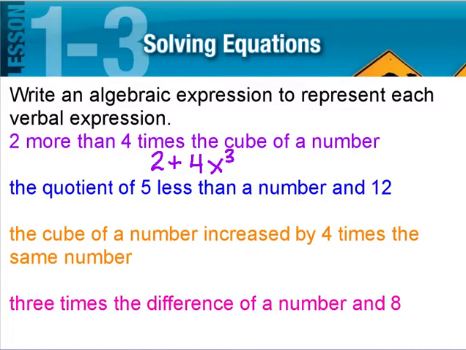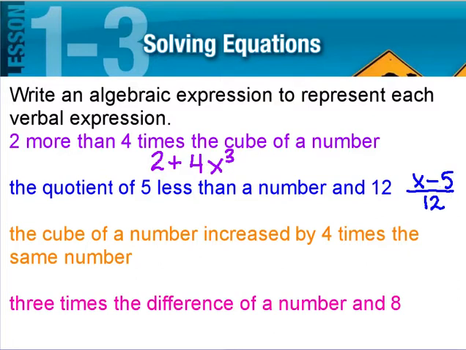All right, the quotient. What does quotient mean you do? Divide. So I've got a fraction here, right? 5 less than a number and 12. So what would 5 less than a number be? X minus 5. Remember, whenever we have that less than, we put that less than always at the end, and then we leave a space. So 5 less than a number is x minus 5, and 12 means I'm going to put that over 12.